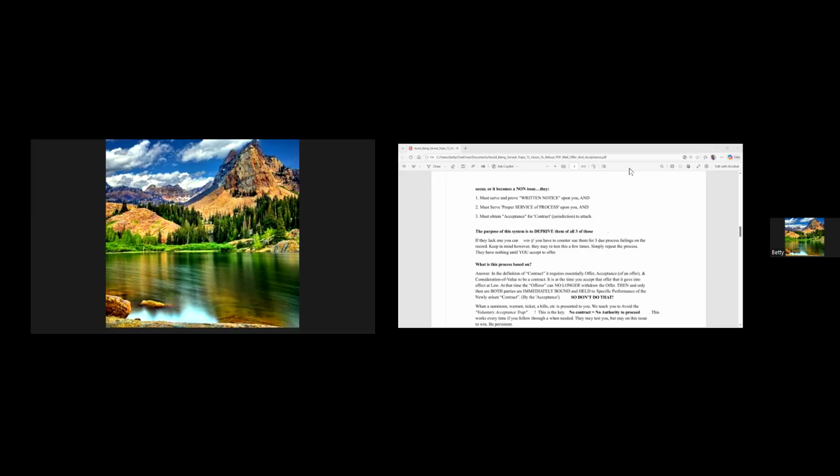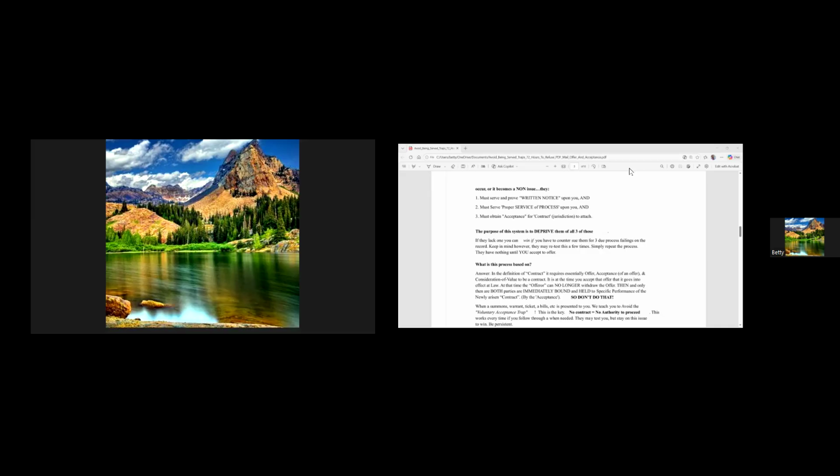But this document will explain. But I'm just going to talk about it because it's very important. Because everything that you get in your mail, and including a traffic ticket that you get on the road, is an offer to contract. So basically, you're going to reject that contract. Okay. So I'm going to go over a little bit.